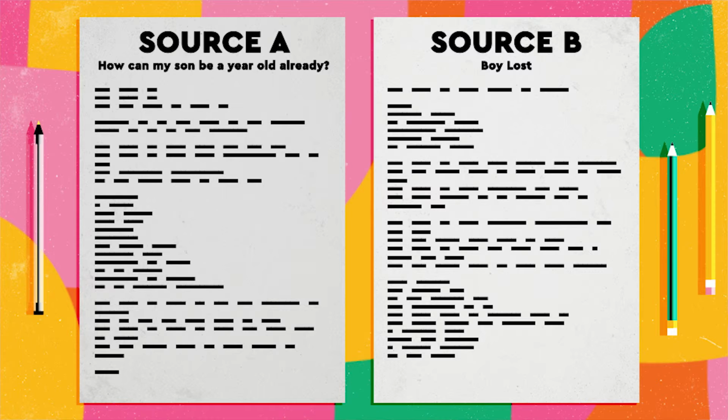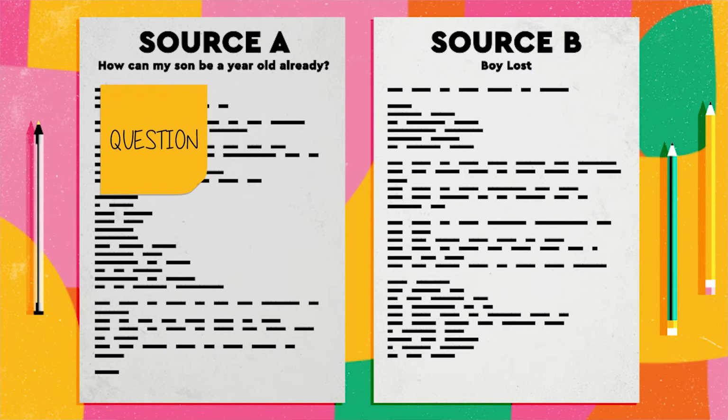Source A: How can my son be a year old already? And source B: Boy lost. Because source A's title is a question, we can guess that the writer is slightly confused about how quickly his son has grown up. However, we also know that the author's son is still just a child because of the fact that he's only 1 year old.